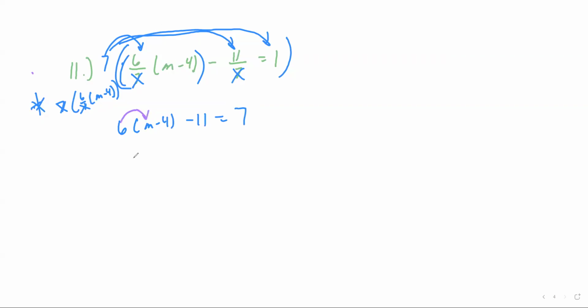So then I would do 6 times m, which would be 6m. 6 times negative 4 would be negative 24. Oh, and then I wouldn't do the negative 11 because it's not in parentheses, so everything else just drops down. Combine like terms, so I get 6m, negative 24 minus 11, which is negative 35, equals 7. And then I'm now trying to get m by itself. So the opposite, you always want to get rid of your addition, subtraction first before the multiplication and division. So I'm going to get rid of my minus 35 by adding 35 on both sides.